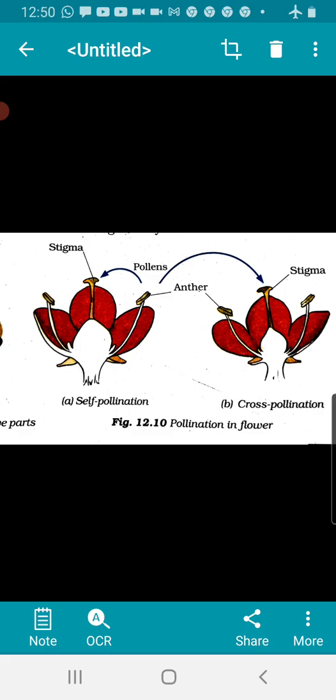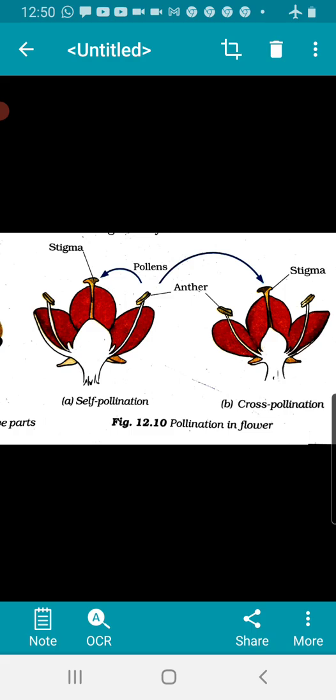If the pollen lands on the stigma of the same flower or another flower of the same plant, it is called self-pollination. When the pollen of a flower lands on the stigma of a flower of a different plant of the same kind, it is called cross-pollination. So, there are two types of pollination. Pollination means transfer of pollen grains from one flower to another flower, or otherwise within the same flower.